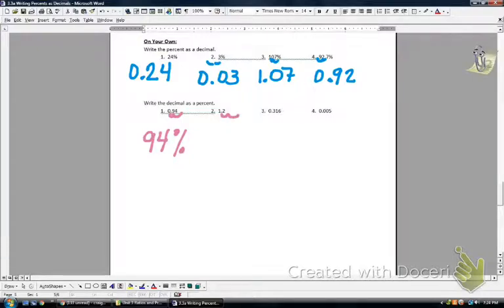1.2 becomes 1, 2, and then I fill that little gap in with a 0, so it becomes 120%. Then 0.316, 1, 2, becomes 31.6%. And then my last one, 0.005, becomes 0.5%. So those are my answers for the on your own.